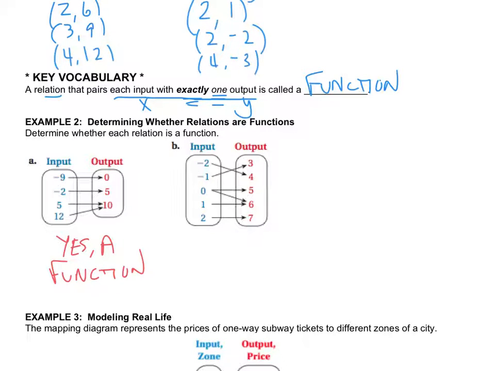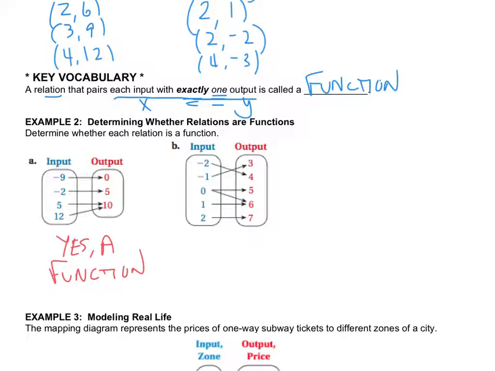And you might say, well, what about the 10? The input of a 5 only has one output. The input of a 12 only has one output. So even though there are two sharing the same output, that's okay.